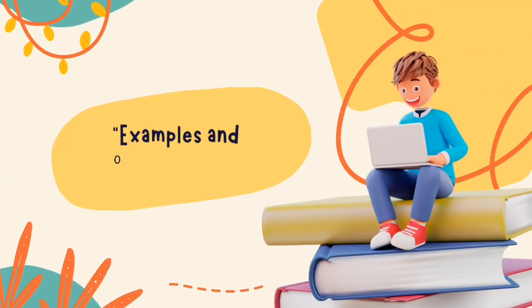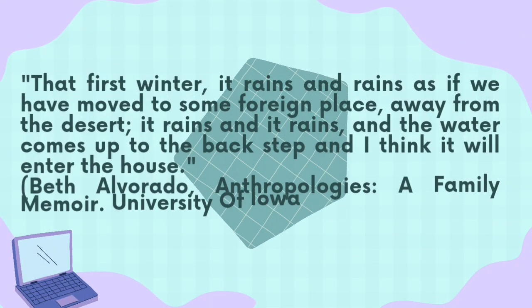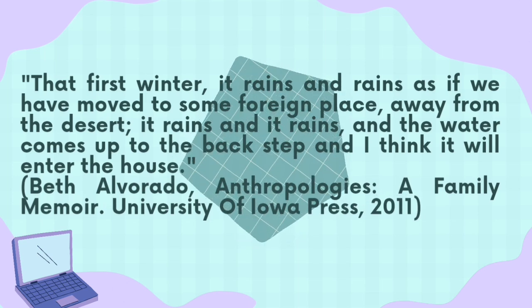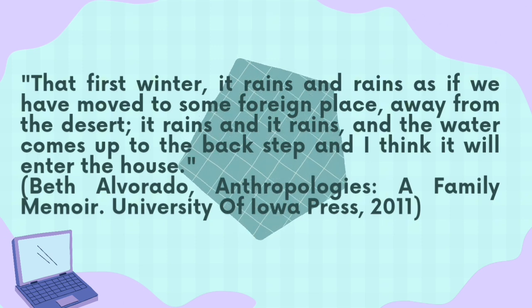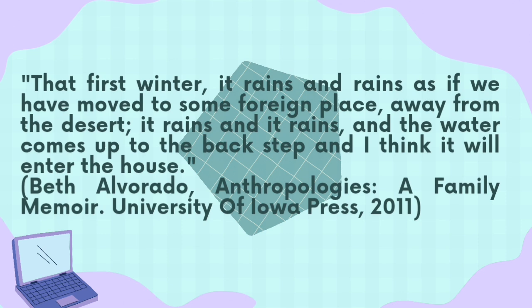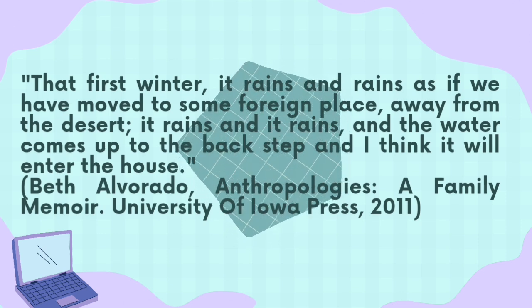Examples and observations. That first winter, it rains and rains as if we have moved to some foreign place, away from the desert. It rains, and the water comes up to the back step and I think it will enter the house. Beth Alvarado, Anthropologies, a Family Memoir. University of Iowa Press, 2011.